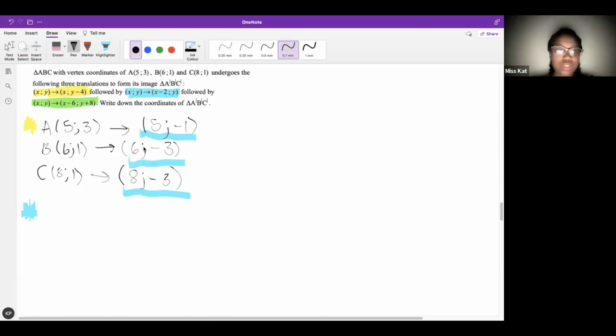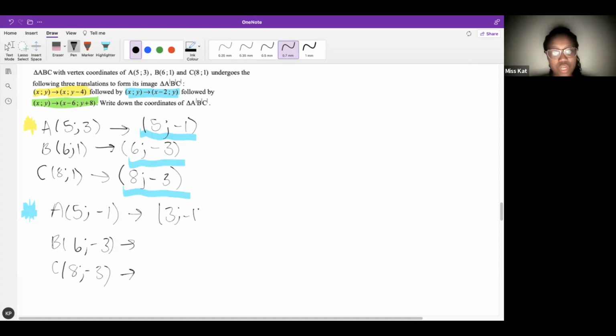Now let's do the blue translation. Nice. I see people in the chat already participating. So now my original A is no longer the first one because we just moved it, right? So let me write the new coordinates, and C is 8 and negative 3. So what's my new coordinate for A, guys? We're using the blue transformation. Okay, so blue says take X minus 2. Okay, so 5 minus 2 is 3, and keep your Y the same.